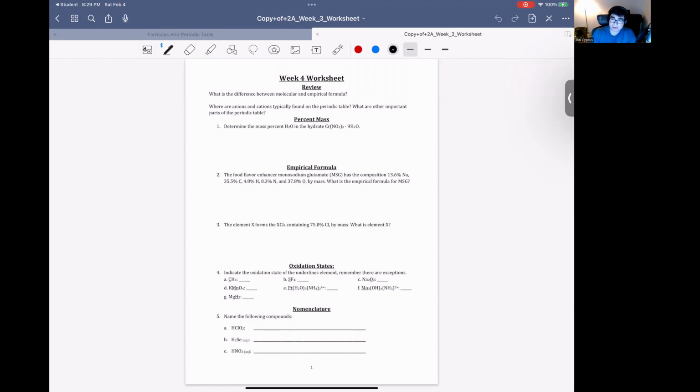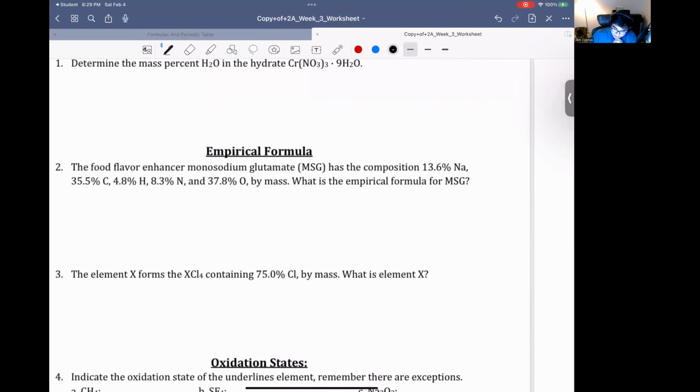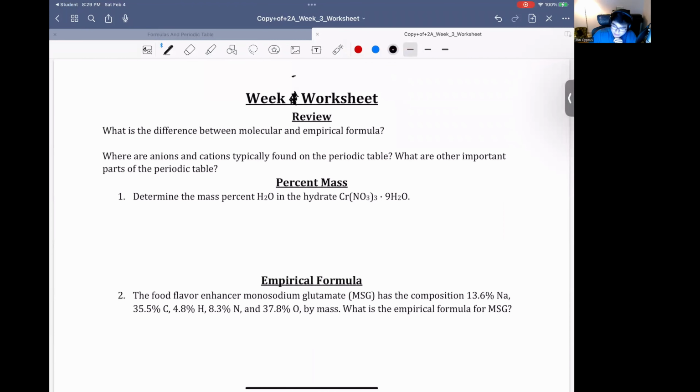Hi, everyone. So we're going to work on week 3 of these worksheets. Let me get rid of this 4. And this worksheet is a lot of naming. In this first part, we're going to be kind of reviewing empirical formula and then percent mass.